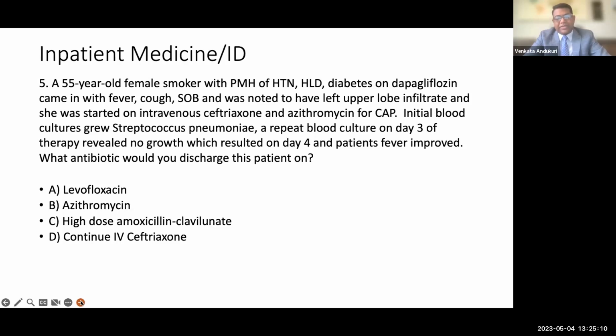Repeat blood cultures on day 3 of therapy revealed no growth, which resulted on day 4, and the patient's fever also improved. What antibiotic would you discharge this patient on? Levofloxacin, azithromycin, high-dose amoxicillin clavulanate, or continue IV ceftriaxone?